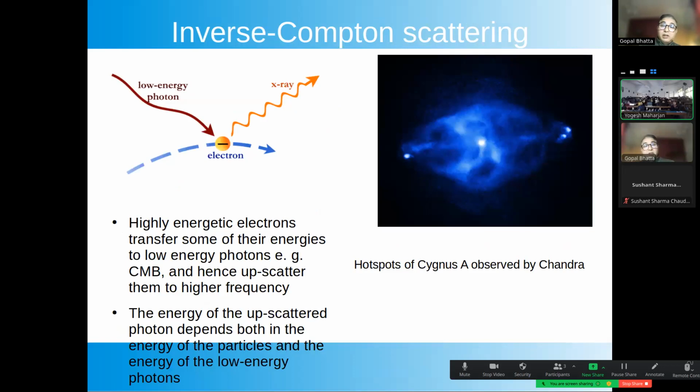The other way is inverse Compton scattering. There are photons and there are energetic particles like electrons. The electrons have very high energy, and they collide with low energy photons and upscatter them. I'm sure the BSc students know Compton scattering and then inverse Compton scattering. This is how some of the X-rays come from the hot spots of Cygnus A. This is the image from Chandra. You see hot spots, meaning the outer edges. You can see some dot-like things far away from the center.